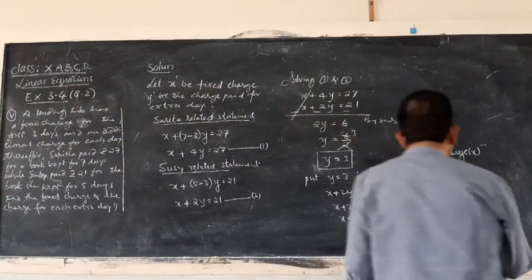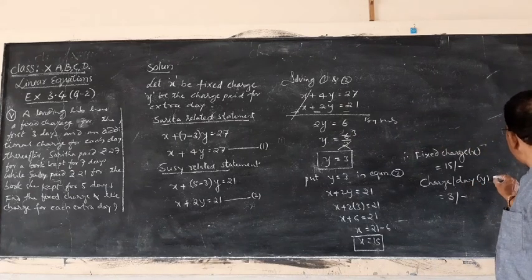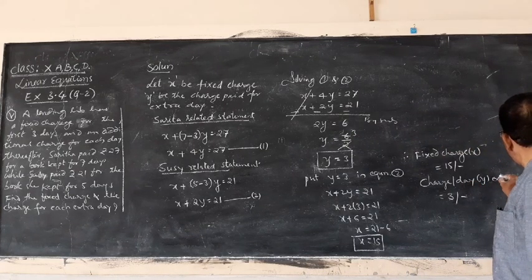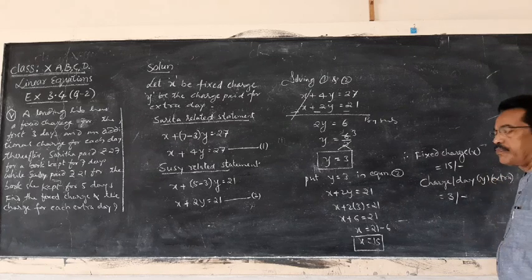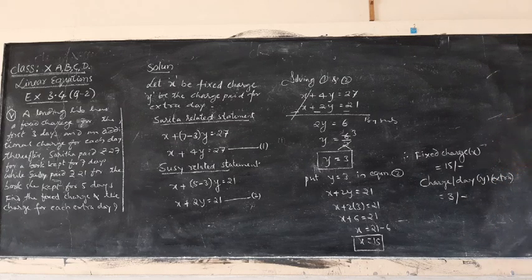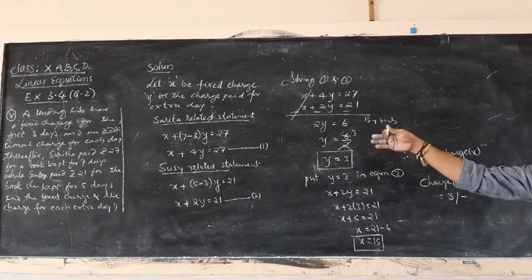This one is the charge per day, fixed charge, extra charge. See the solution, now we have solved.